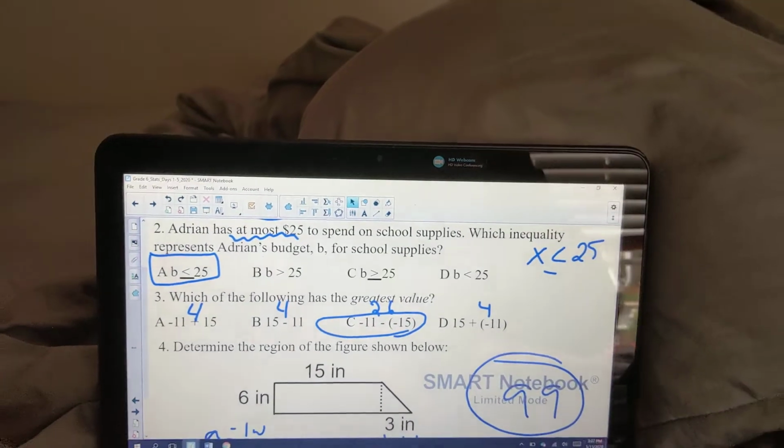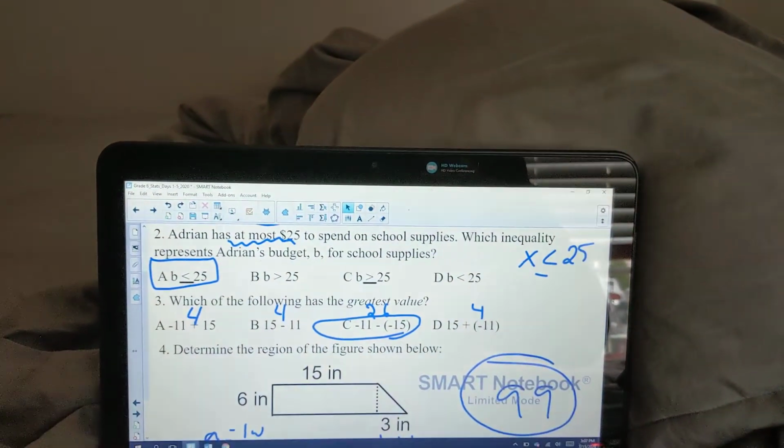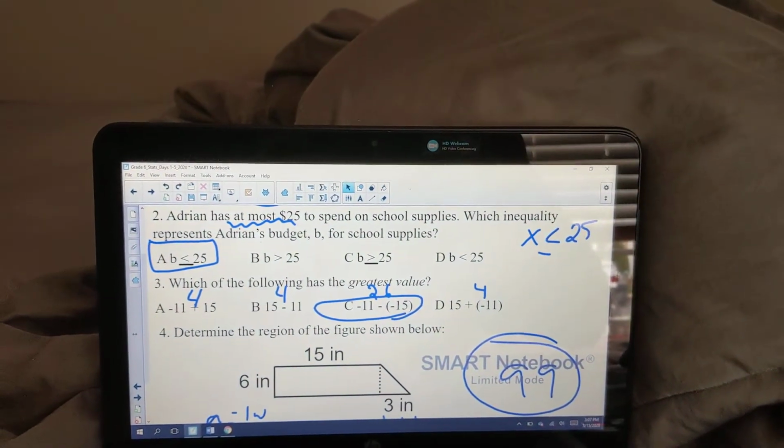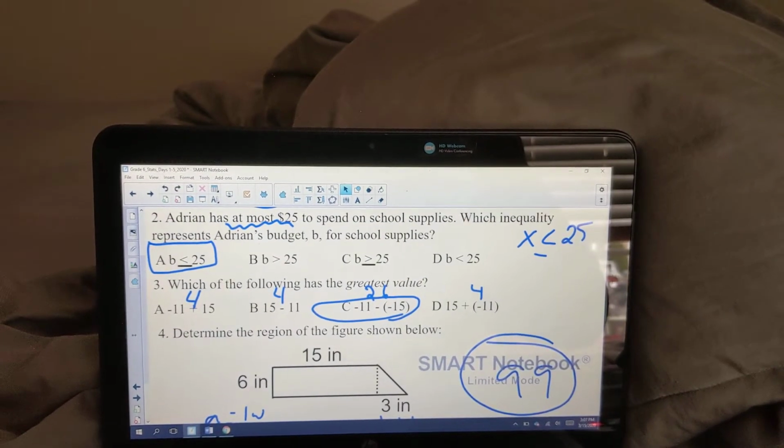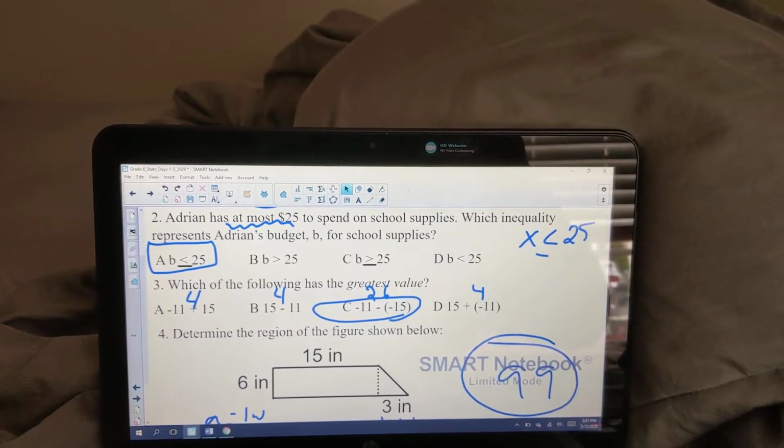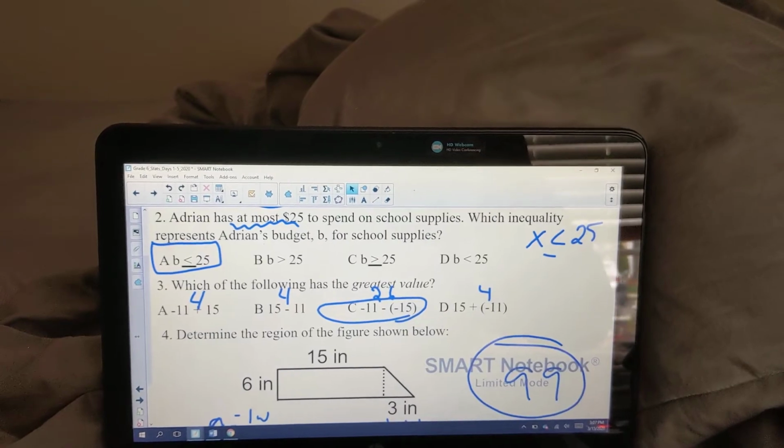Number 3, which of the following has the greatest value? Again, we'd put these in our calculator and see that negative 11 minus a negative 15 is 26, which is the greatest value of the answer choices.